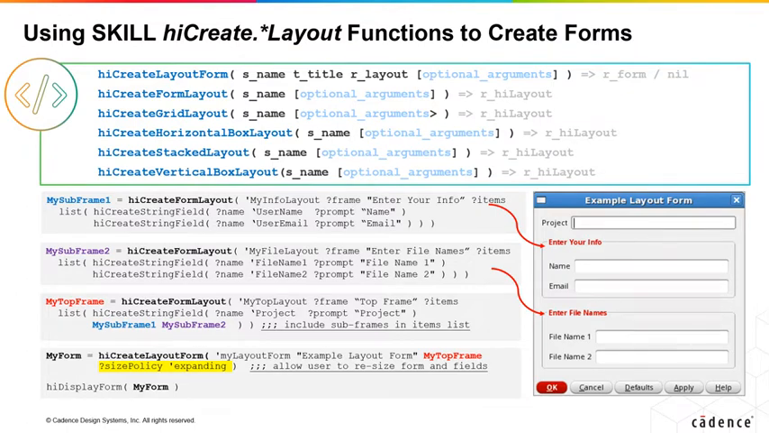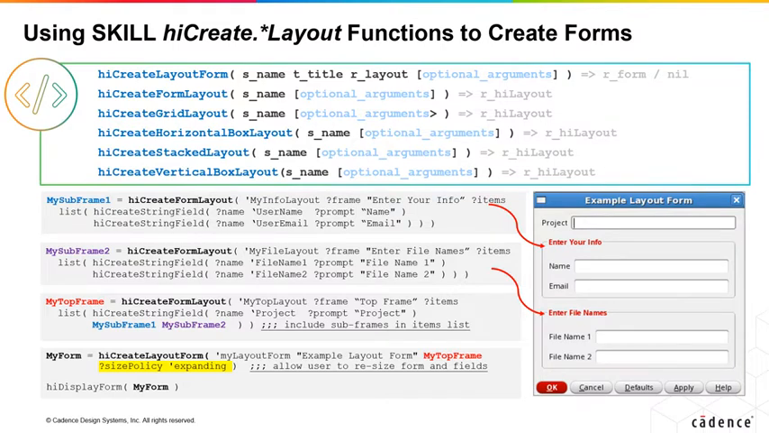Now we're going to create a top frame, as we're calling it, HI create form layout, and that will basically include an additional string field called project, and then the 2 subframes that we created earlier. So my subframe 1 and my subframe 2. And so we simply list those, okay? And then those essentially create the form layout comprising those, the string field and the 2 subframes.